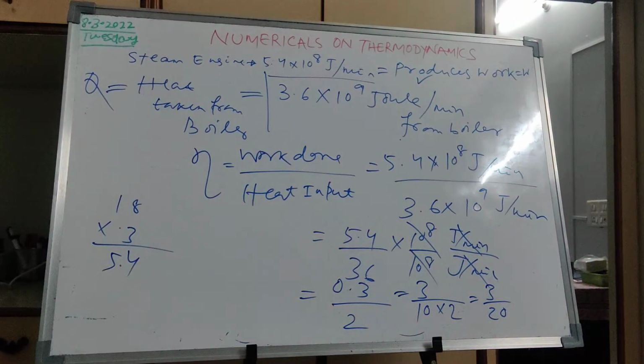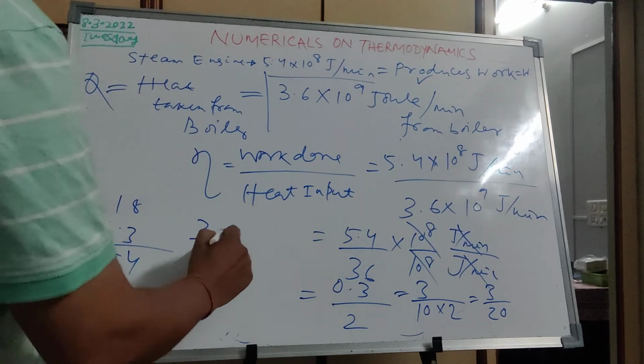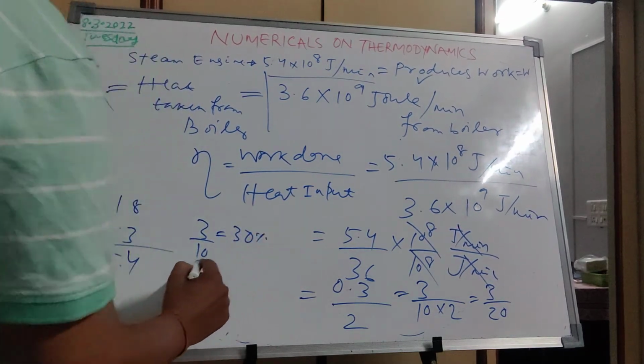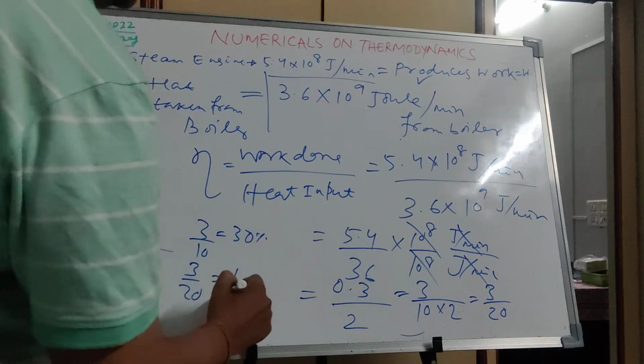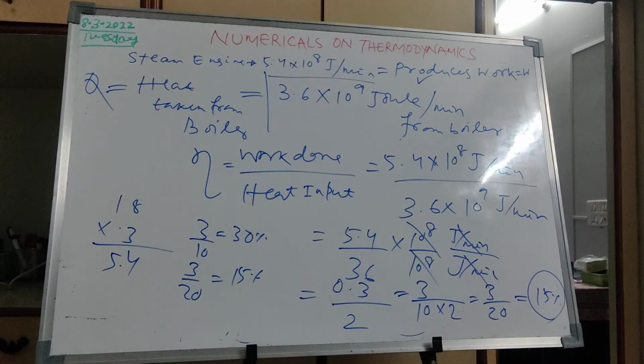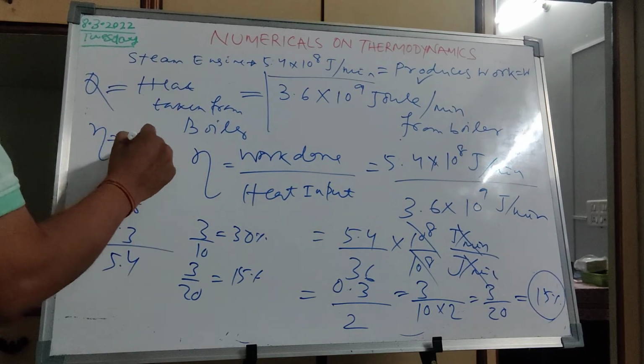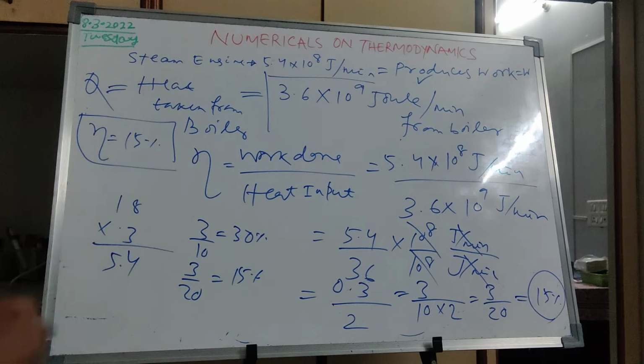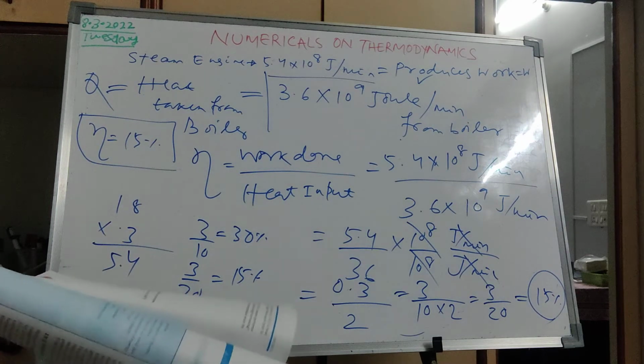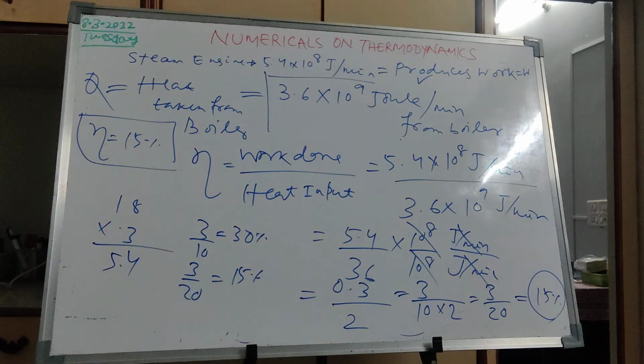So 3 by 10 is nothing but your 30%. So 3 by 20 is nothing but your 15%. So the efficiency of the steam engine is just 15%. That is your efficiency. So the efficiency of the steam engine is 15% only. So you can imagine how much of the heat we are able to convert to work. Then what is the next part of the question?